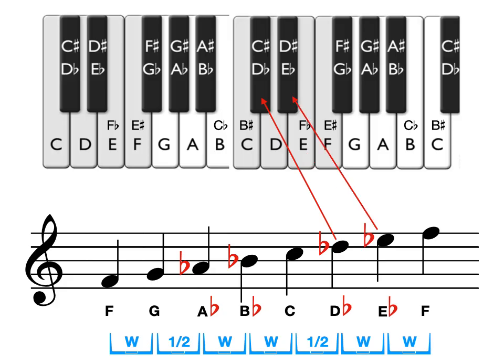So we need to bring the E down to E flat. So D flat, D, E flat. There's our whole step. And then E flat to F, E flat, E, F. There's our whole step. So now we have a minor scale built on F. This is our F minor scale, which sounds like this.